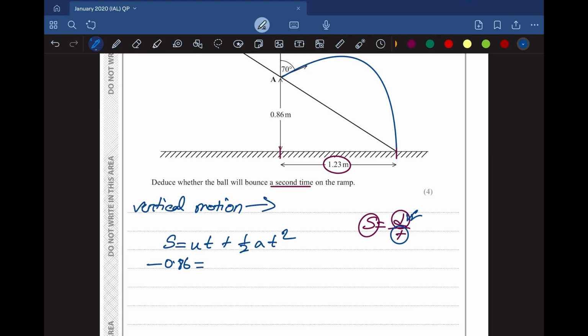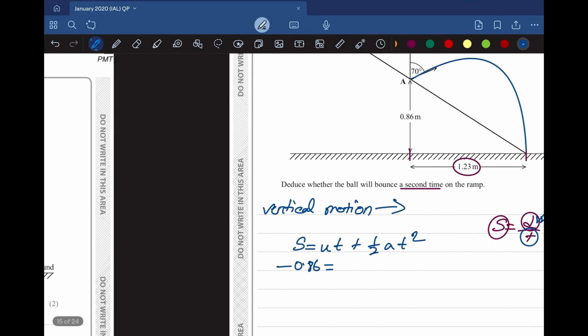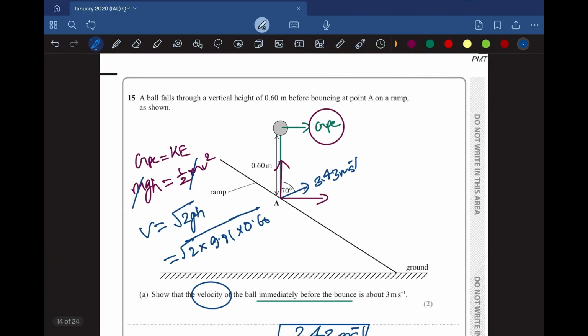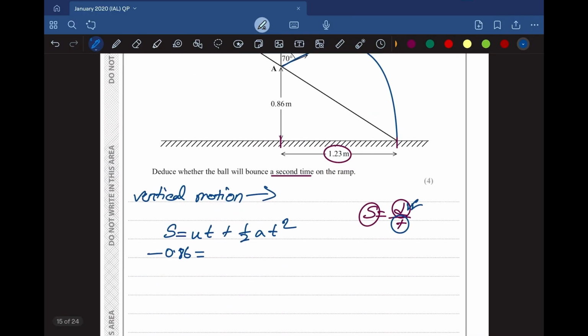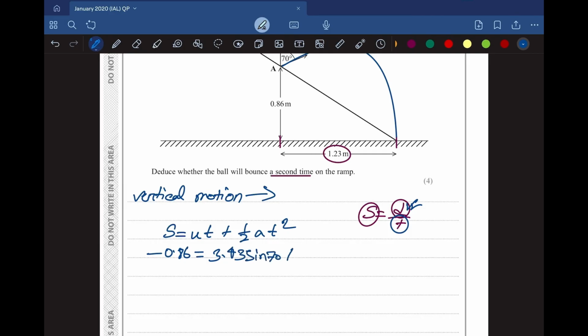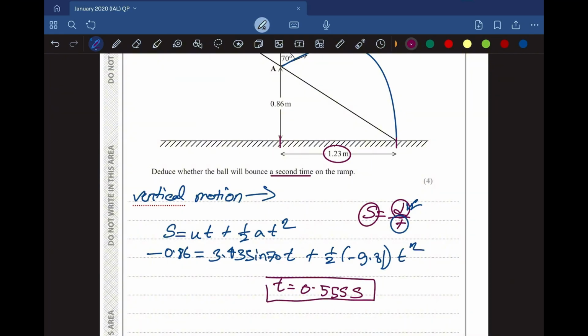So it is going to be minus 0.86. Our initial velocity is the velocity here, which was 3.43 sine 70, into t, plus half into acceleration, which is going to be negative as well because it is double motion, into t squared. Now if you make t the subject, I'm not going to do all the rough workings because it's your part to do as you guys have grown up. Now t will be equal to 0.555 seconds.